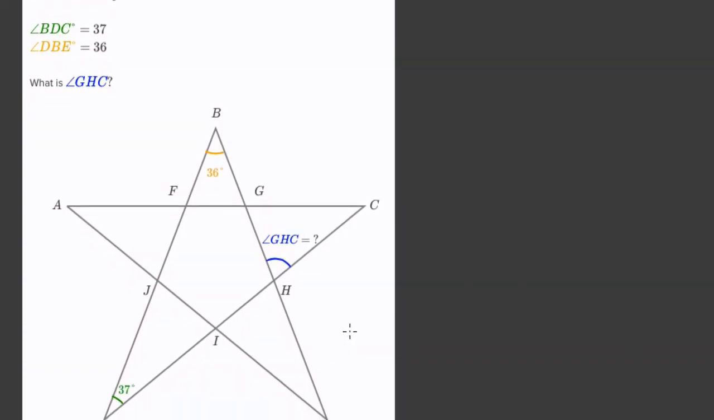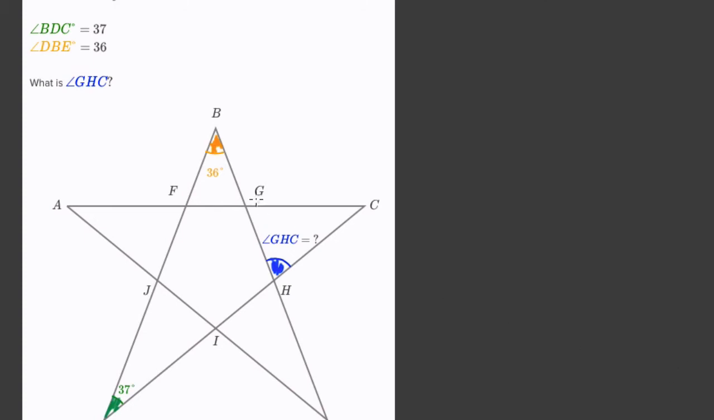These are always, I think, complex because you've got to kind of switch your mindset from transversals to triangles, really. And of course, they're related to each other, but that's a pretty tough switch to make. For example, in this one, they give you the measure of BDC, that's this green angle right here, and they give you the measure of DBE, this orange angle up here. They want you to find GHC, this blue angle right here.